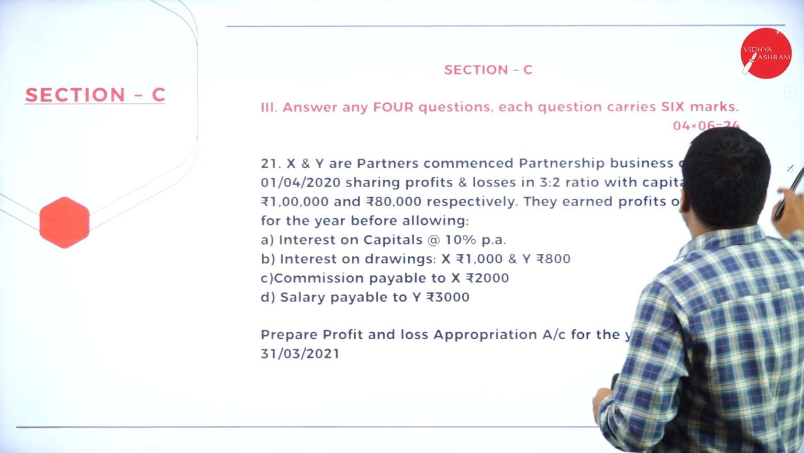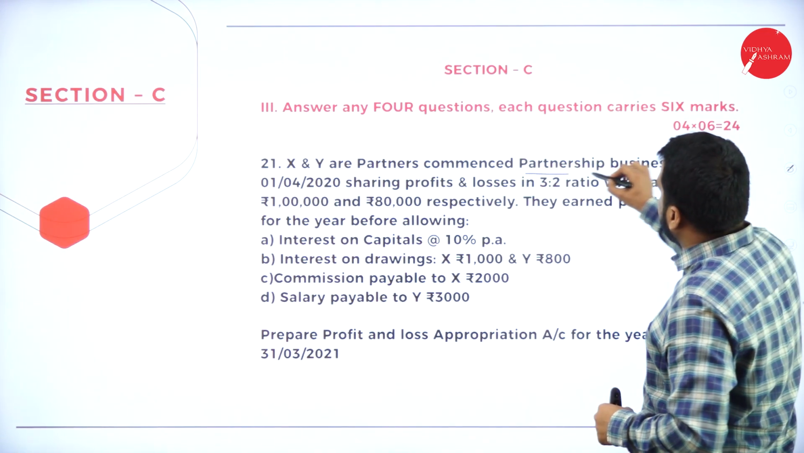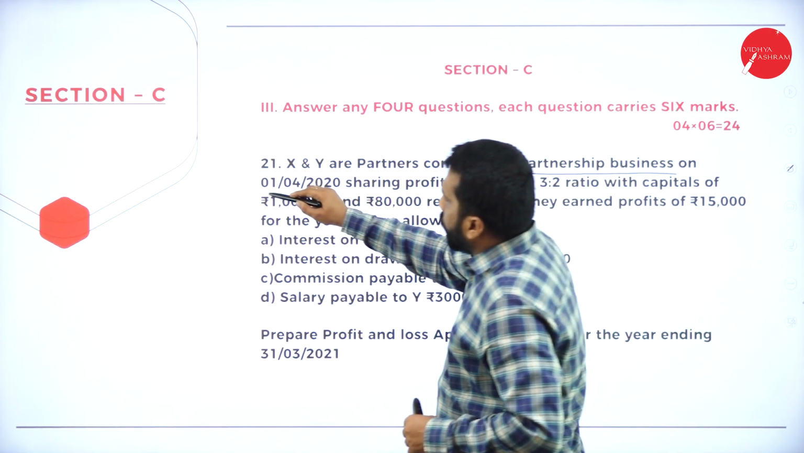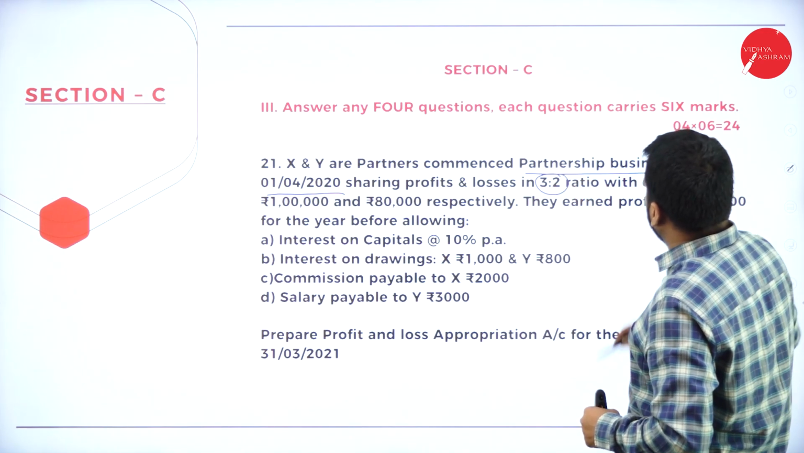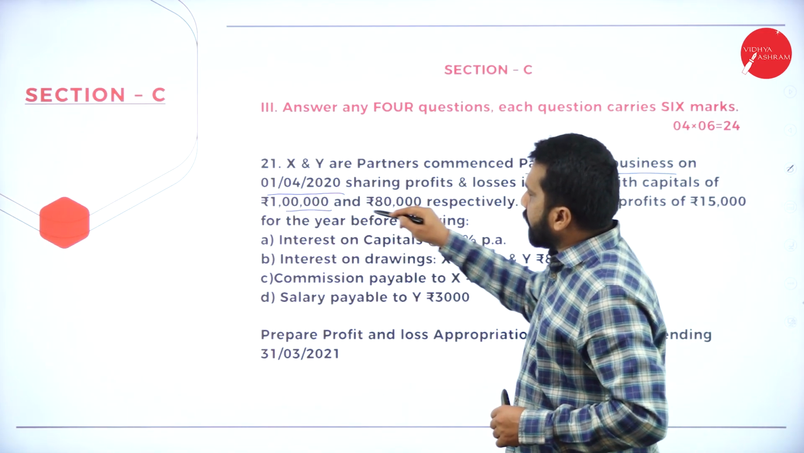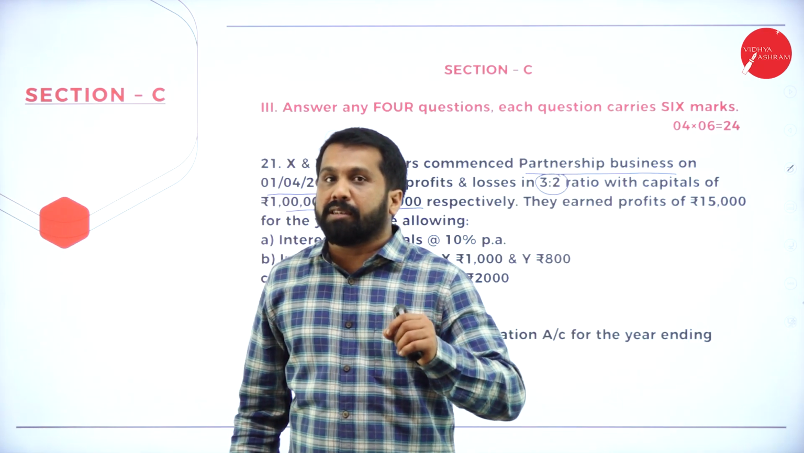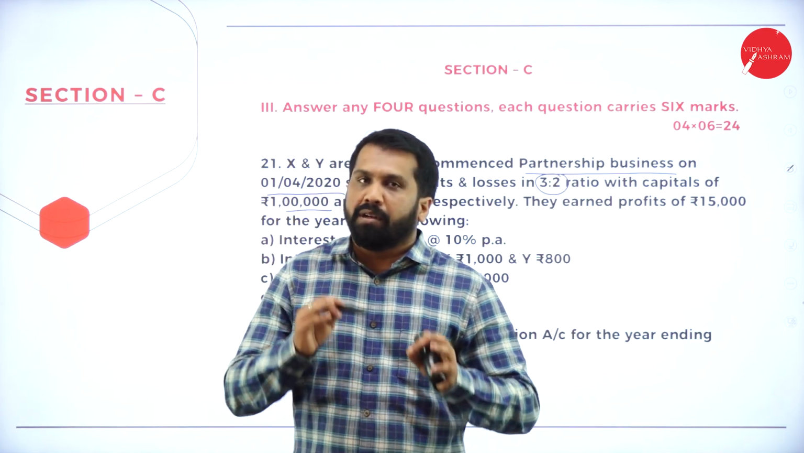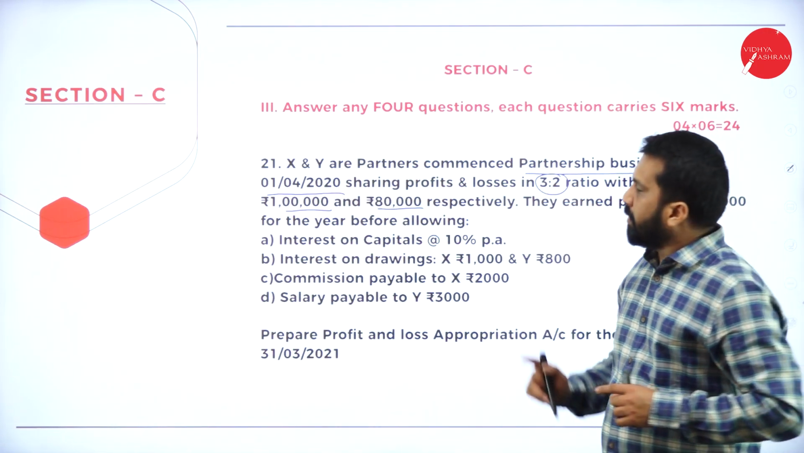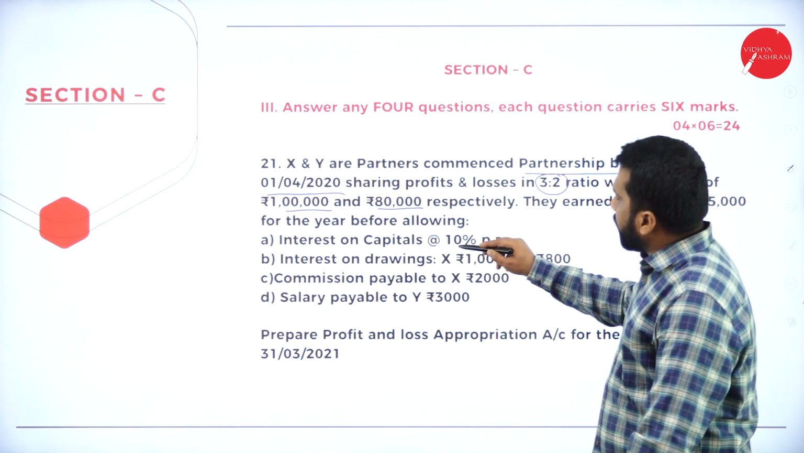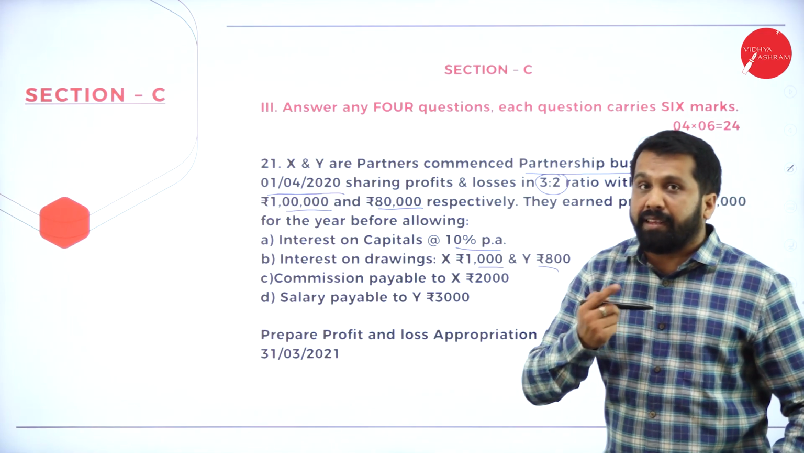The first one they have given: X and Y are partners, who commenced partnership business on 1/4/2020, sharing profits and losses in the ratio of 3:2. Capital of 1,80,000. In your exam on the question paper, you are not supposed to put even a dot, but just keep in mind the points we have to remember. Interest on capital is 10%. Interest on drawings they have given directly.